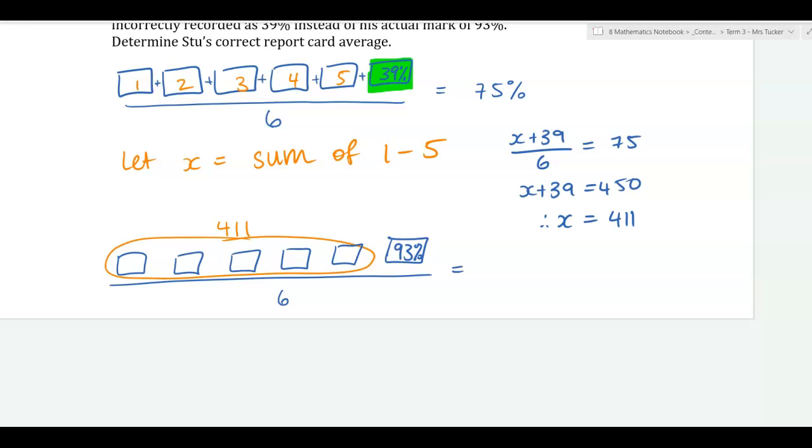So now we need to find the new average. 411 plus 93 divided by 6 is 84. My gosh, how do people make the mistake of writing the wrong ones? It happens. 84% is the new average. Yep. That was pretty fast, and it makes sense.